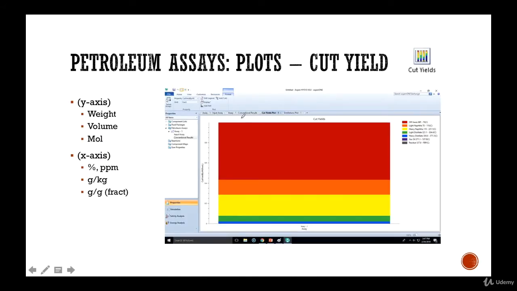First one will be cut yield, as stated before. The y-axis is either weight, volume, or mole composition versus the x-axis, which will be the parts per million or the fraction or the grams per kilogram. Let's check out here. As you can see, the first cut will be the off gases. Second one will be light naphtha. Third one will be heavy naphtha. As you can see, this is a very light material because it doesn't have that much gas oil or residue.